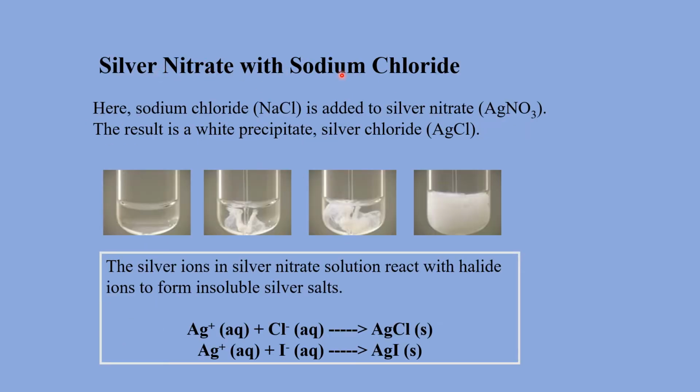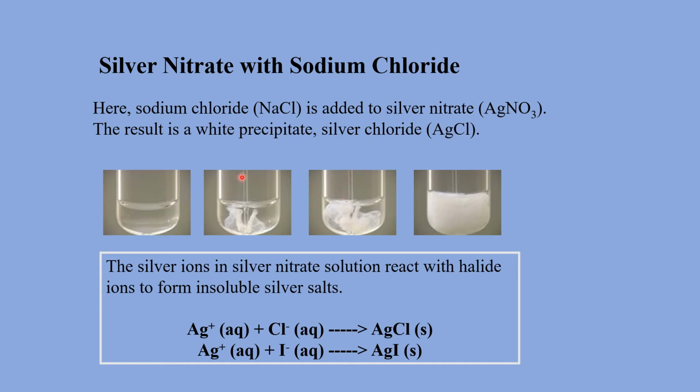Silver nitrate with sodium chloride. Here sodium chloride is added to silver nitrate. The result is a white precipitate. In this step we would like to confirm the presence of chloride. So when added with silver nitrate, the silver reacts with the chloride to produce silver chloride. This white precipitate is the silver chloride. Here you will see the formation of silver chloride inside the test tube.